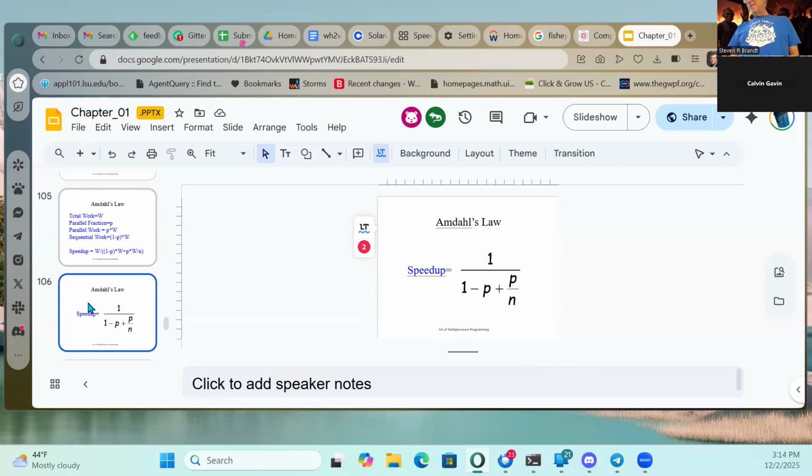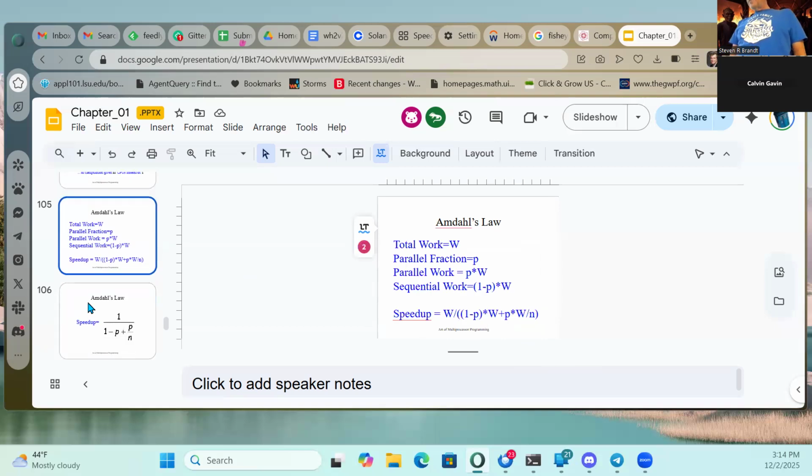Math is not my strong suit. Well, this is very simple math, so that's fortunate.